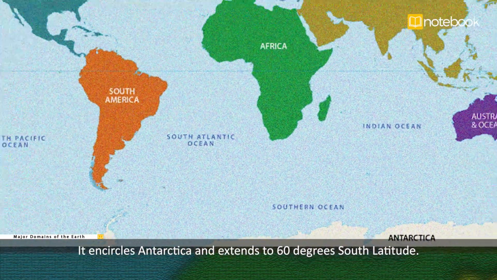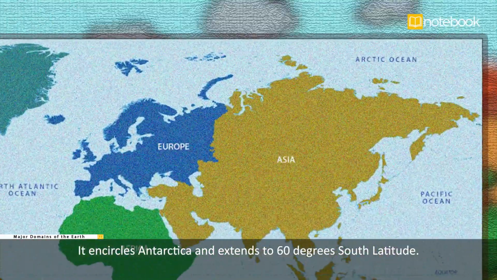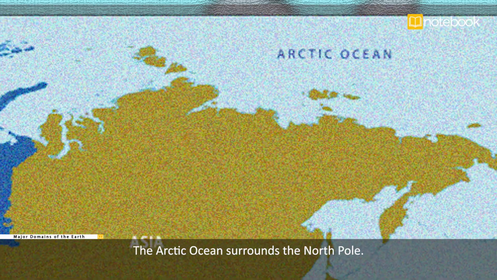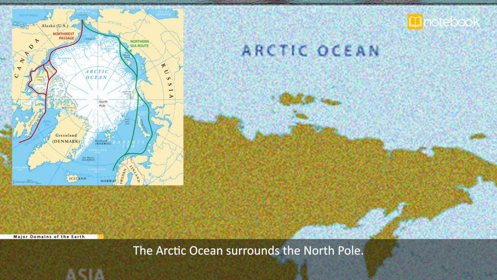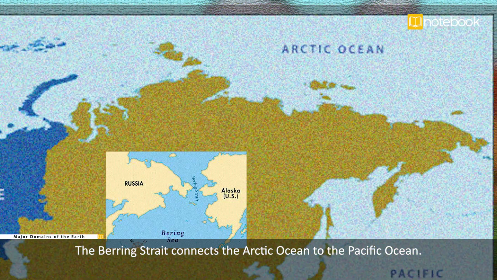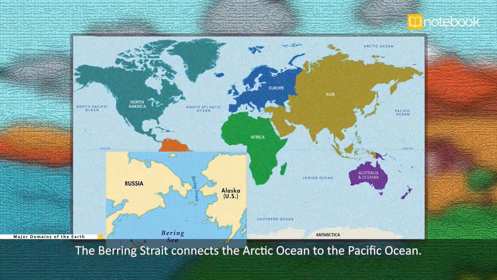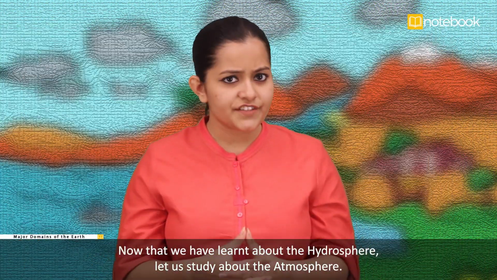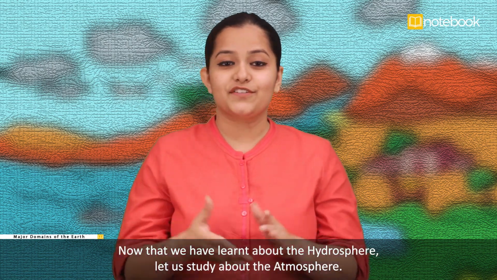It encircles Antarctica and extends to 60 degrees south latitude. The Arctic Ocean surrounds the North Pole. The Bering Strait connects the Arctic Ocean to the Pacific Ocean. Now that we have learnt about the hydrosphere, let us study about the atmosphere.